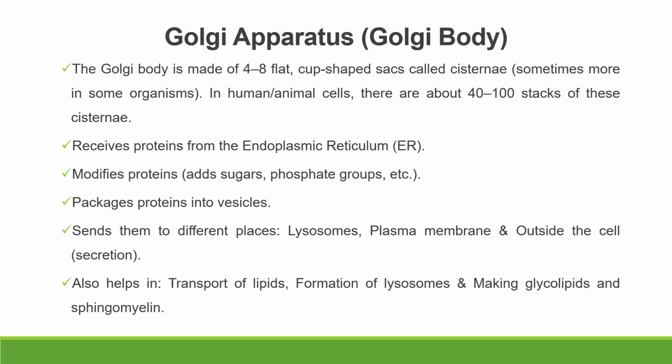And the next cell organelle is the Golgi apparatus or Golgi body. The Golgi body is actually made up of four to eight flat cup-shaped sacs that you can call cisternae. In some organisms it is fewer, and in the case of humans 40 to 100 sacs of cisternae are present. And I have told you earlier, the nucleus and the endoplasmic reticulum are connected.